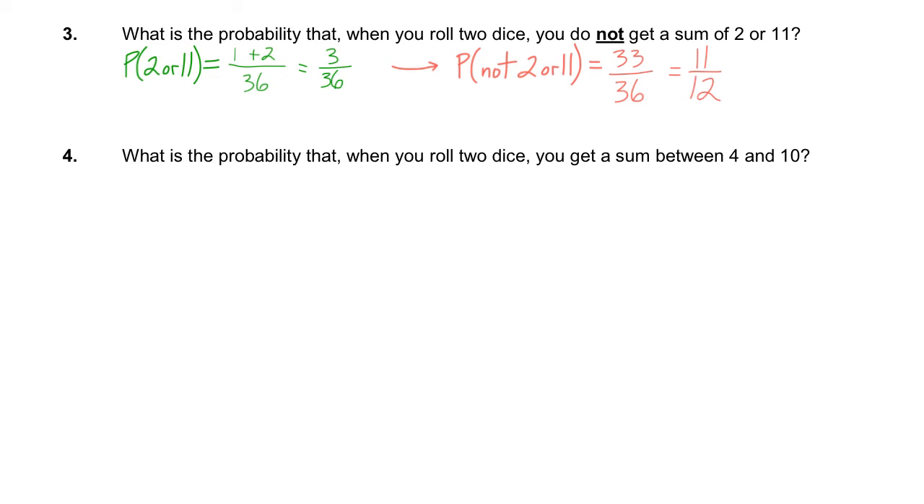I'd like you to try this last question on your own. What is the probability that when you roll 2 dice, you get a sum between 4 and 10? And I just want to clarify, when I say between 4 and 10, I mean you can roll a 4, a 5, a 6, a 7, an 8, a 9, or a 10. So pause the video, try to find the probability, and then you can check back and see how you did.